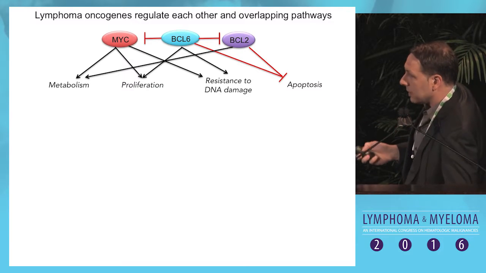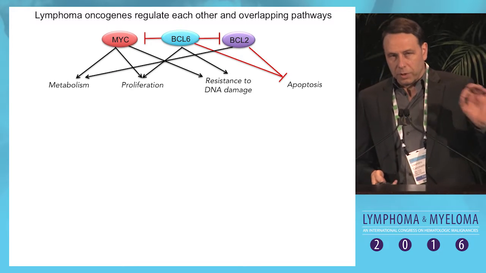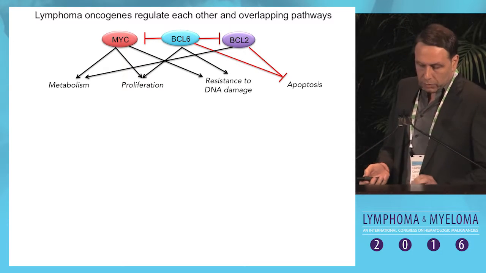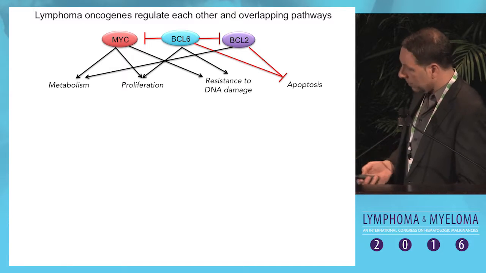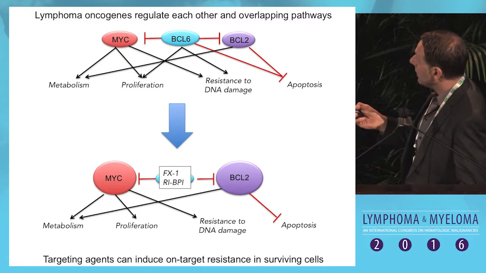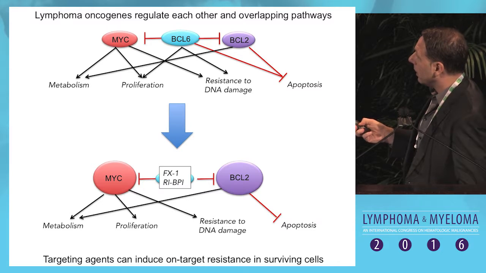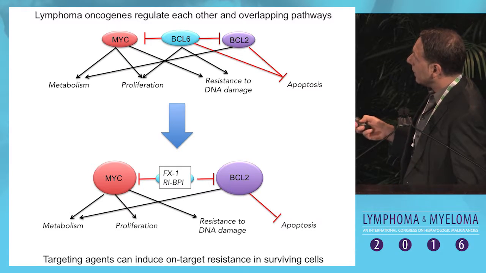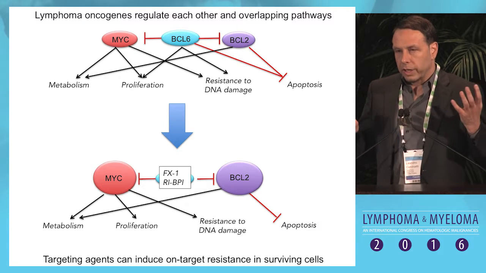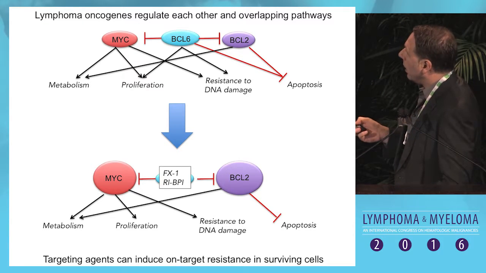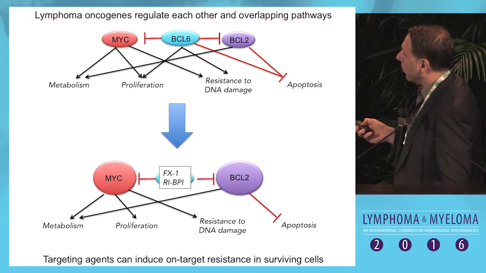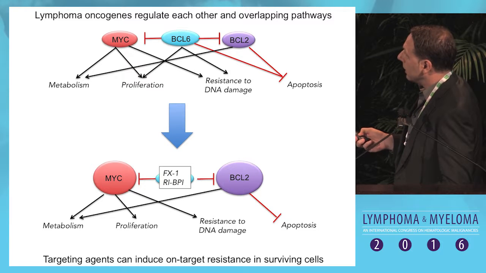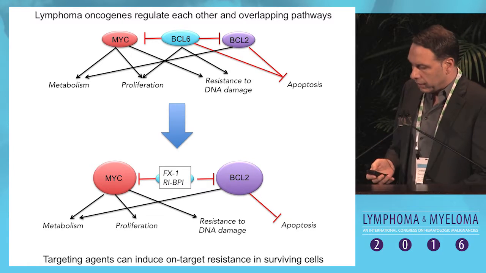And this is sometimes a problem when you have a very specific and very potent therapy that we prove in preclinical models, because the inhibition of BCL6, for example, using any of these drugs, will make the other 2 oncogenes be overexpressed. So now you have a lymphoma which is driven by the other 2 oncogenes. They regulate pretty much the same survival pathways. So this is something that we call on-target resistance, obviously, in the surviving cells.